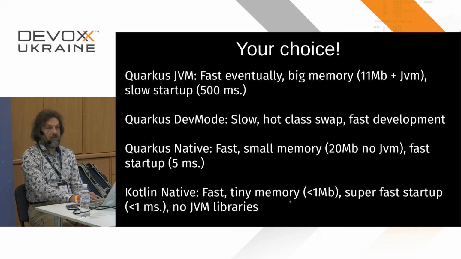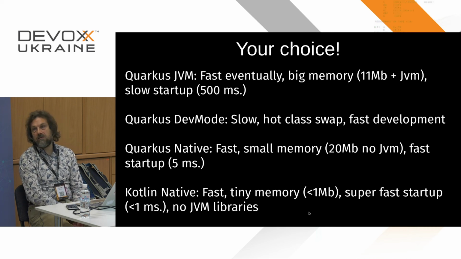And Kotlin native, I think it only really makes sense for embedded. You can also cross-compile for Android or for Raspberry Pi or something like that. And of course, there is no JVM, but it's very, very small.